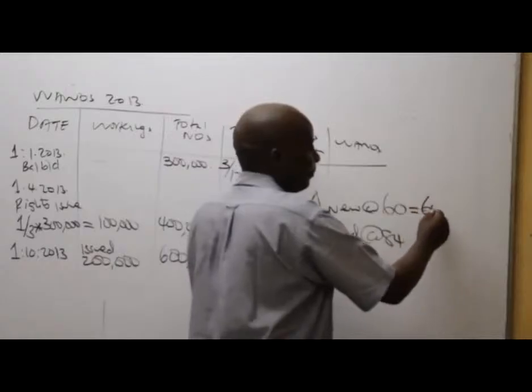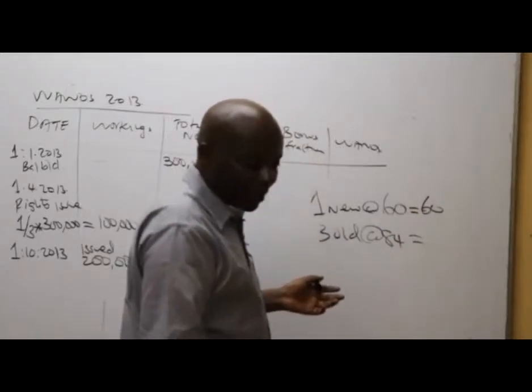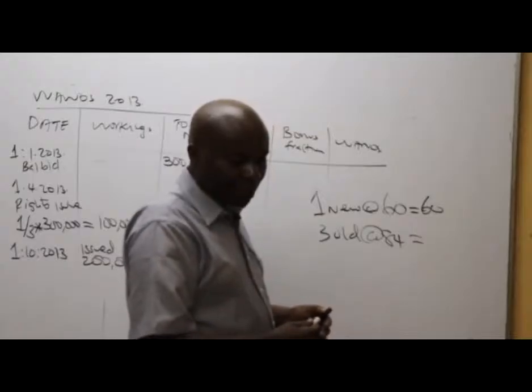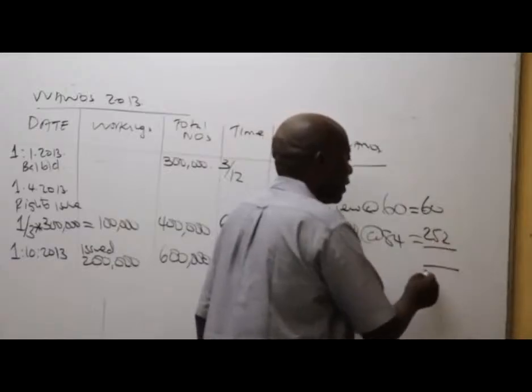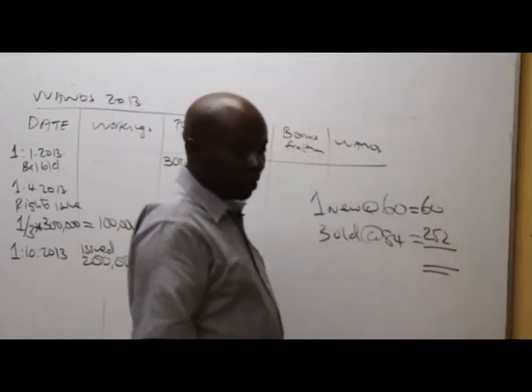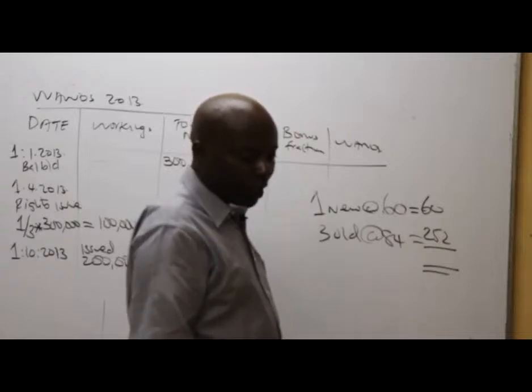So then 1 times 60 gives us how much here, somebody? 60. 3 times 84 gives me how much? 252. So ukiongeza zote zinakuja ngapi total value? Total value inakuja 312.